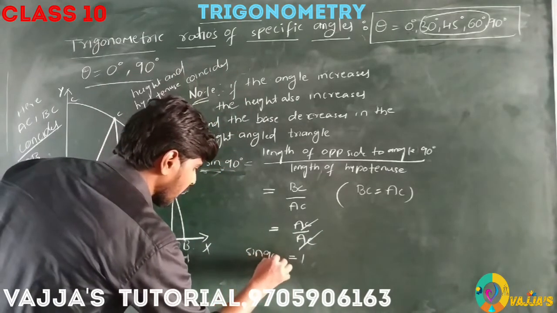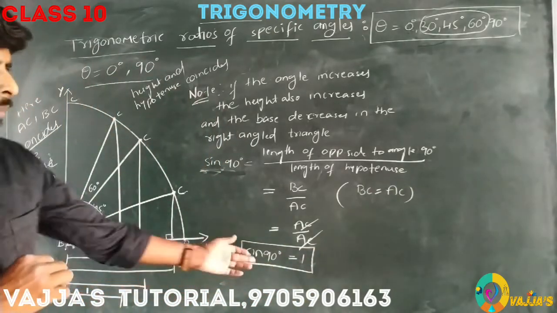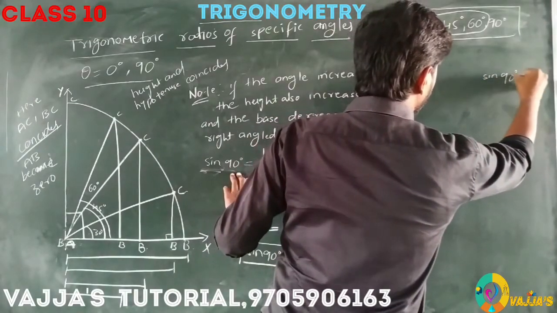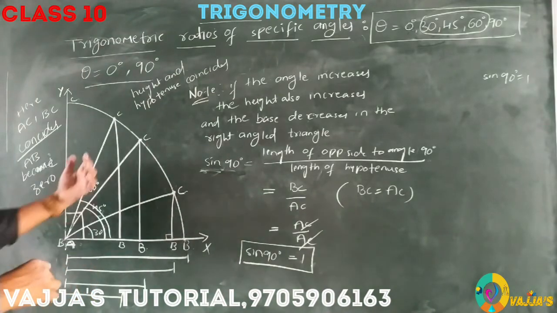So sin 90 degrees value is 1. Write down here, sin 90 degrees value is 1. Okay. Look at cos 90 now.